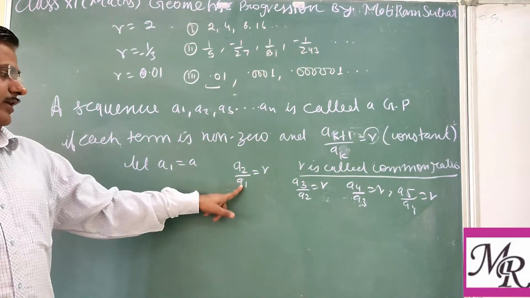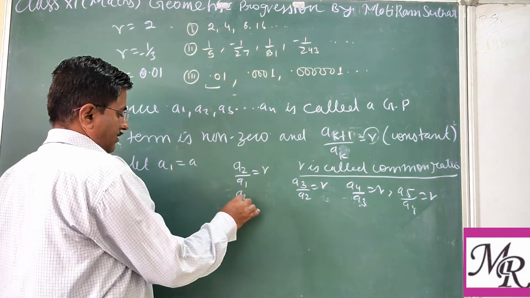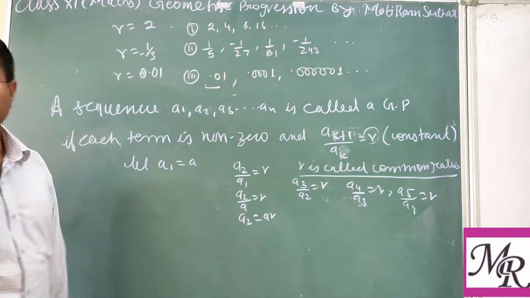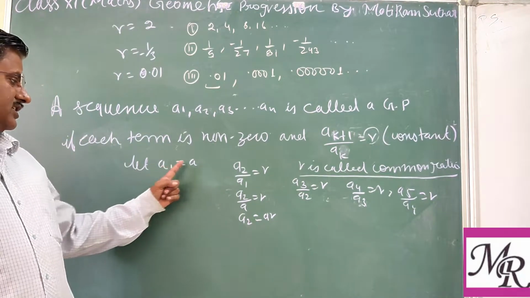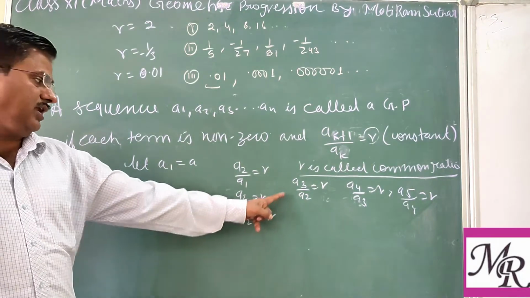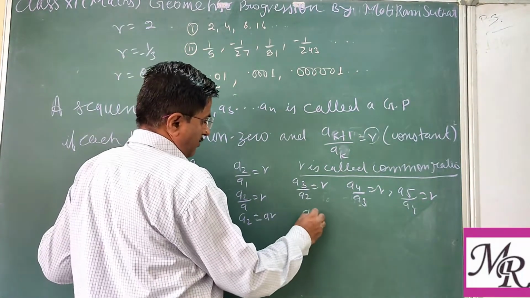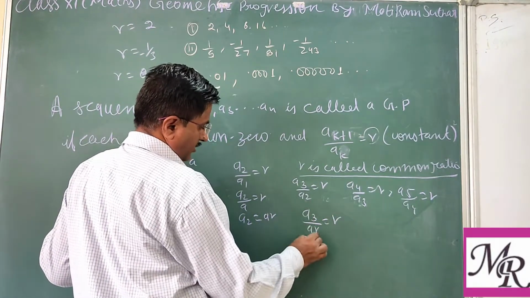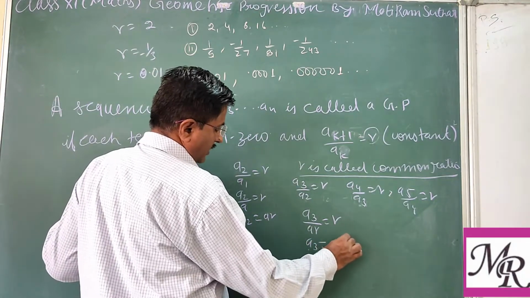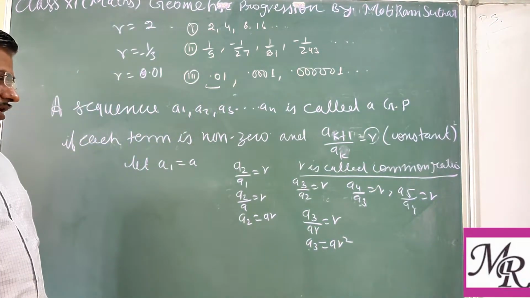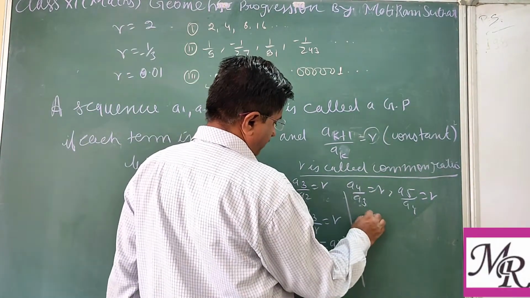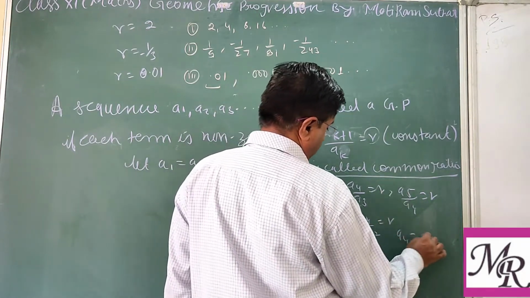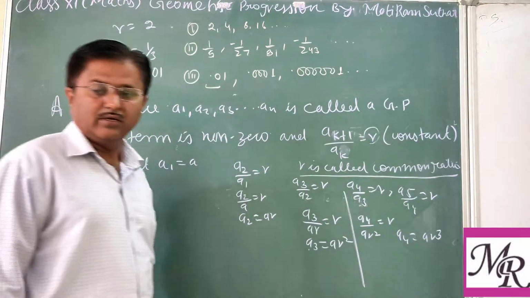Now as we are supposing A1 as A, then A2 will be, so value of A2 equal to AR. So we may write, first term A, second term AR. Similarly, if you put the value of A2, A2 means AR, so A3 will be AR square. Similarly, you can find A4, put the value of A3. So A4 equal to AR power 3.